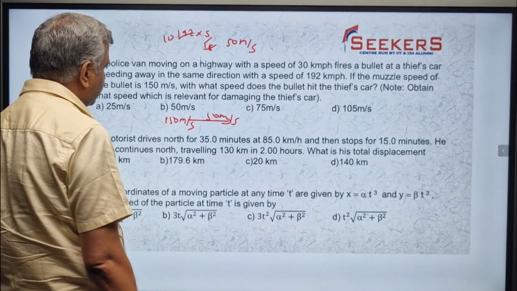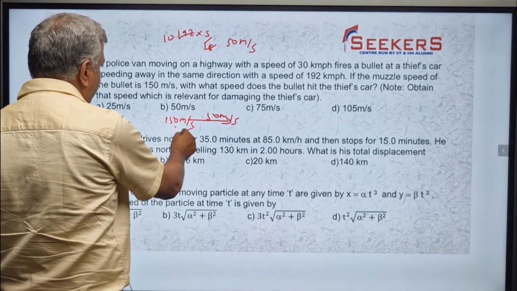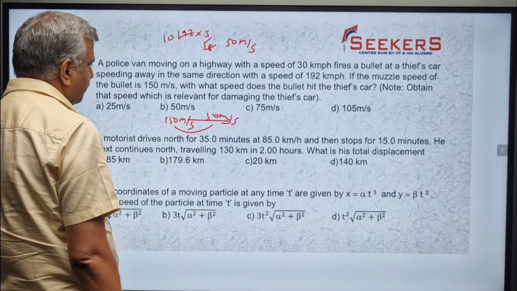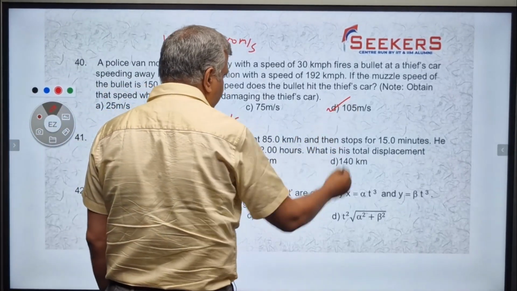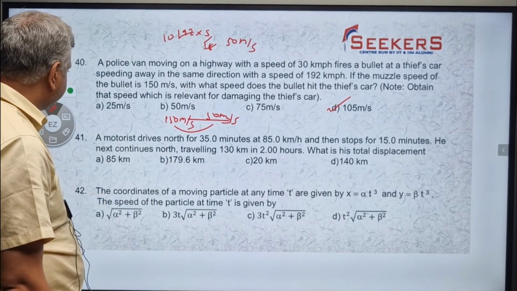the thief's car? So we can talk only about the relative velocity. The relative velocity will be close to 100 meters per second. So we will say it is 105 meters per second.